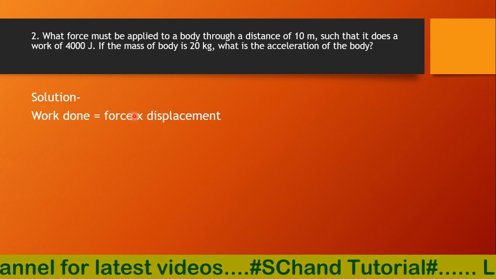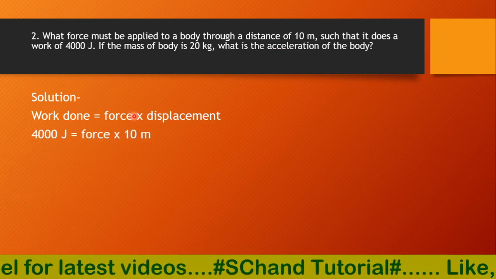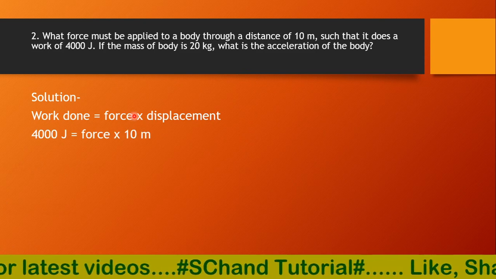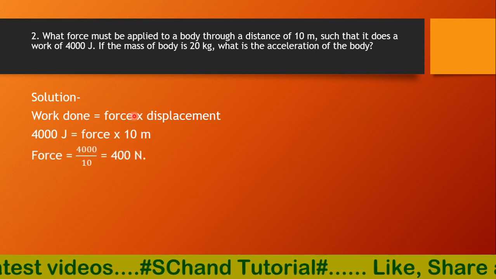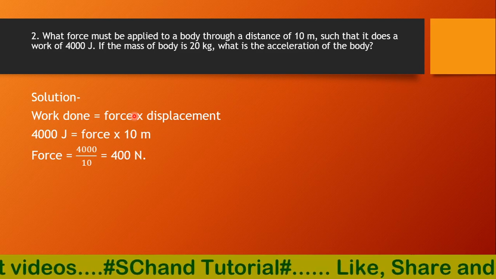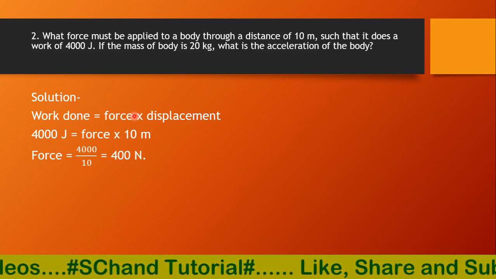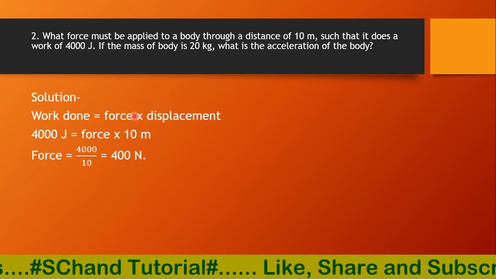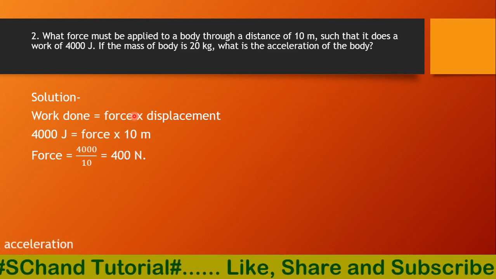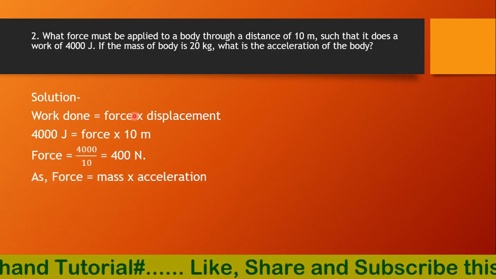Work done is equal to force into displacement. Again we have to calculate the force first, and force is the same formula, work done over displacement. So 4000 over 10, that is 400 Newton. Force is 400. So according to Newton's second law, force is equal to mass into acceleration.